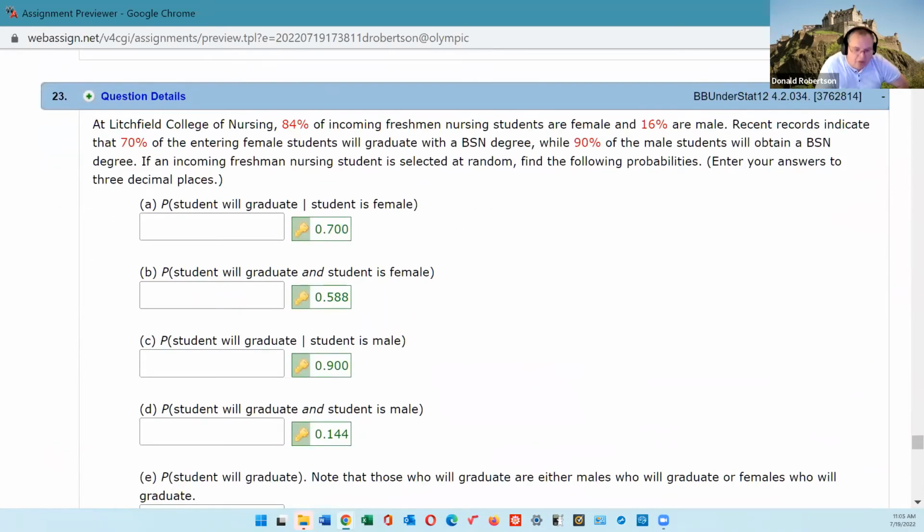Okay, we are now moving on to the last piece of the puzzle, and I'm going to do that with notes. We are going to make probability trees, and they're quite useful, and they could have been used in some of the earlier questions. So I'm going to tell you some information about a place called Lichfield College of Nursing.